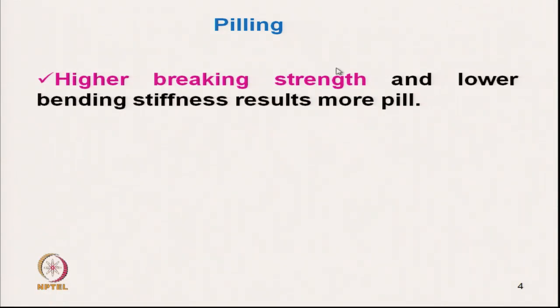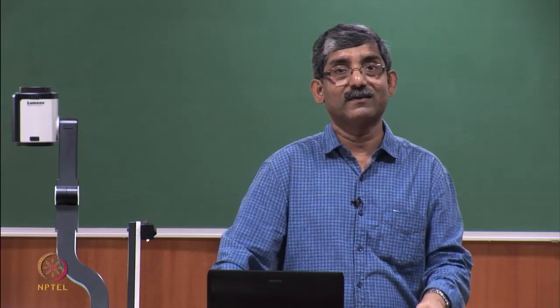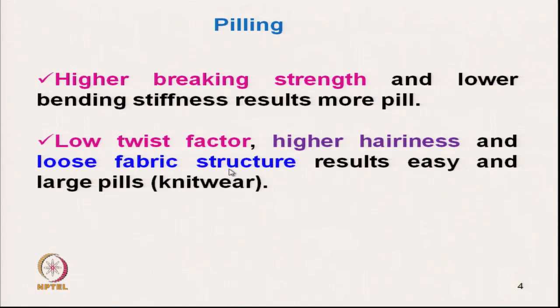So, higher breaking strength and lower bending stiffness result in more peel. As I have mentioned, lower bending stiffness comes from, say, maybe finer fiber. Okay. So, higher breaking strength, low twist factor, high hairiness, definitely the peeling is initiated from higher hairiness, and loose fabric structure results in easy and larger peels. Like knitwear made of loose, low twist factor yarn.